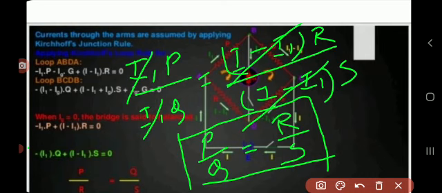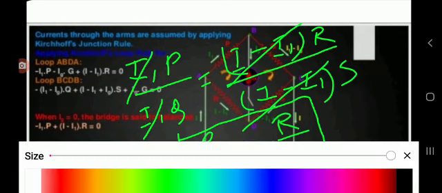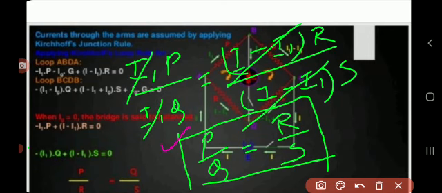So if P, Q and R are known, we can easily find out the value of S, that is the value of the unknown resistance S, by using this relation. And this is the balanced condition of the Wheatstone bridge.